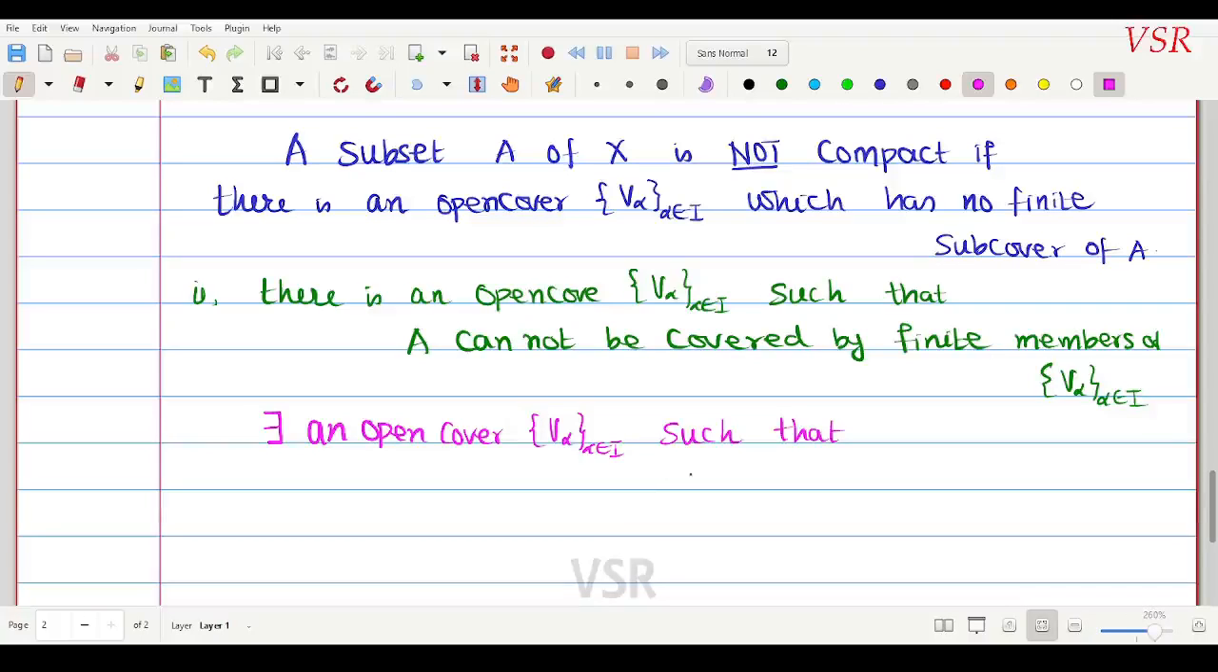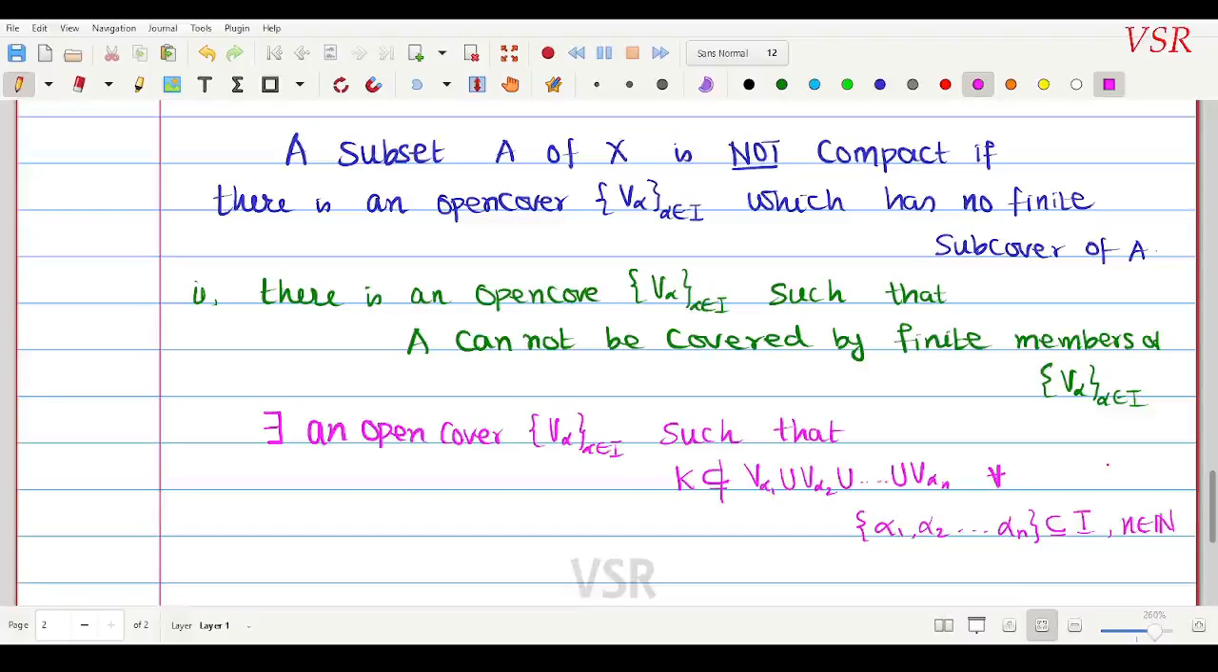if you write alpha 1, K is not contained in V alpha 1 union V alpha 2 union ... union V alpha n, for any alpha 1, alpha 2, ..., alpha n subset of I and n a natural number. Whatever finite subcover you give, K will not fit inside it. That is its meaning. Okay, so this is the idea.